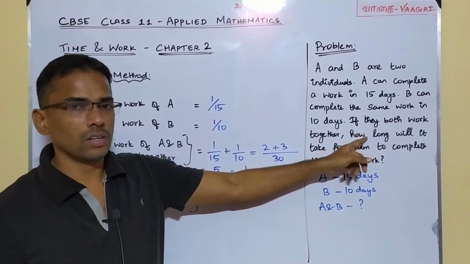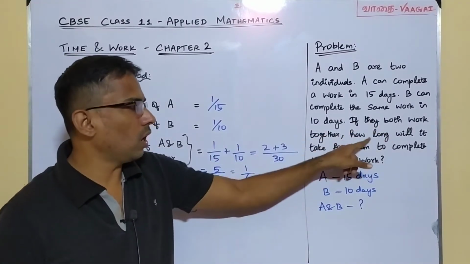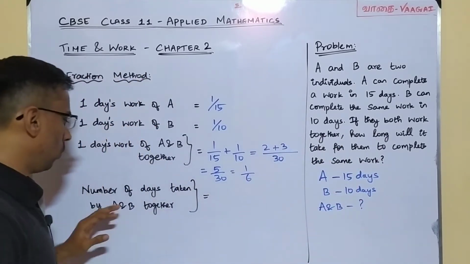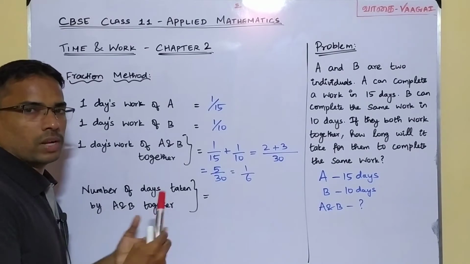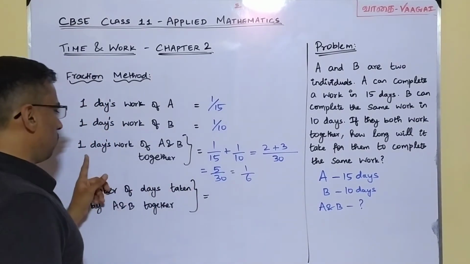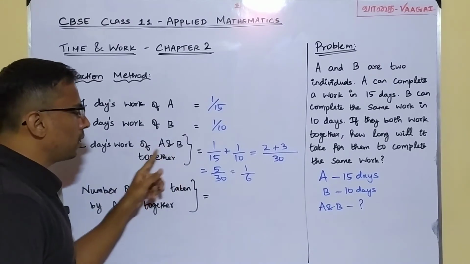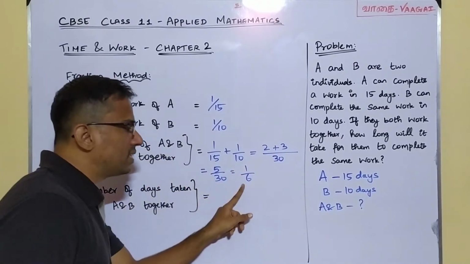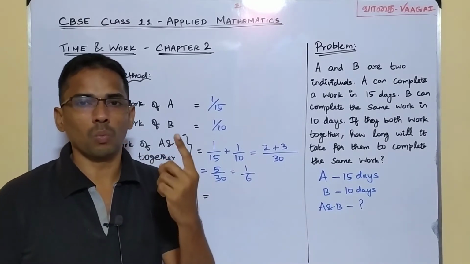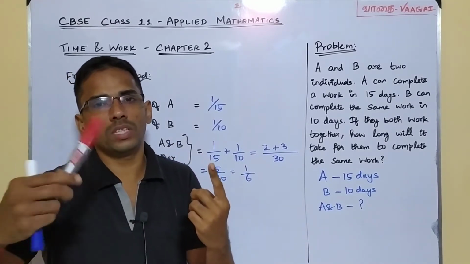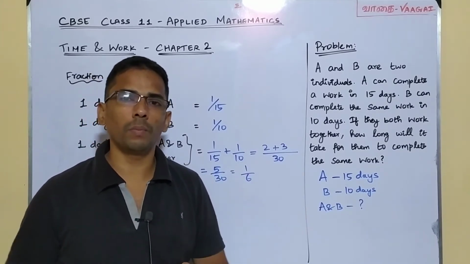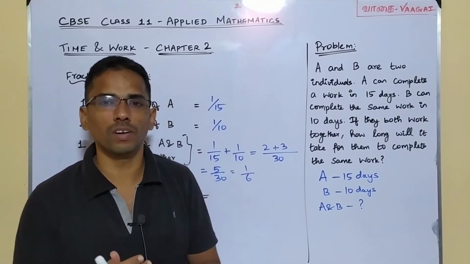Just see here. If they both work together, how long does it take for them to complete the work? That's what is asked here, right? So now we are going to get the answer. It's very simple for us to get the answer. See the previous step. If in one day A and B both together can complete 1/6 of the work, understand it very properly, very carefully. In one day they can complete 1/6 of the work. Then in how many days will they complete the entire work? I mean the full work. How many days will it take?